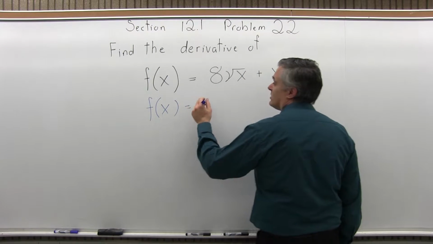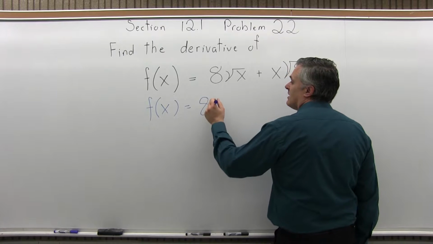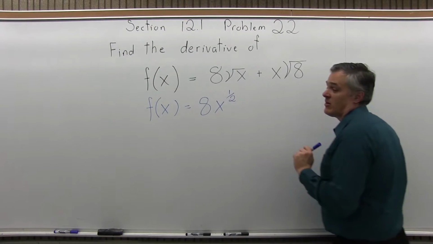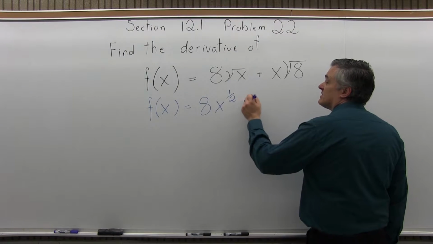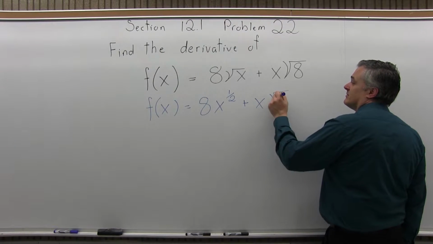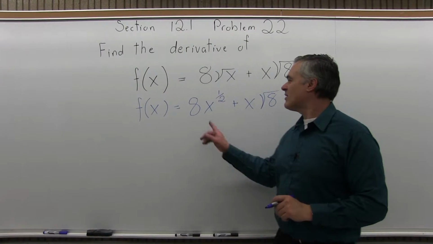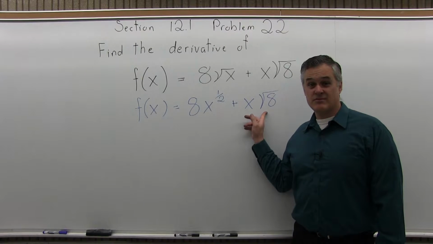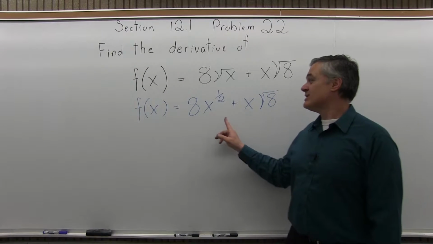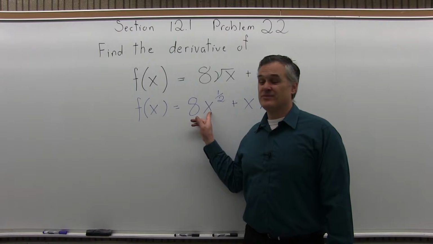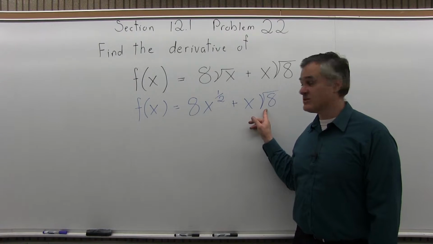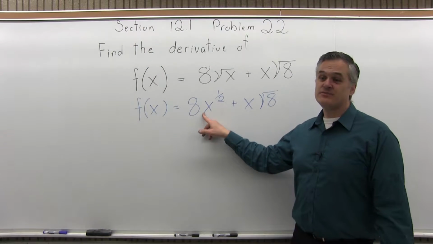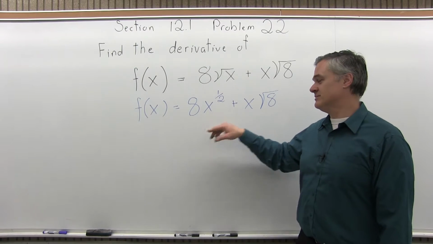F of x equals, instead of 8 times square root of x, I'm going to write it as 8 times x to the 1/2 power. Now the other piece, I'm just going to leave it. Now, a natural question is, well, how come I have to replace the square root on the x, but I can leave the square root on the 8? That's a good question. And the answer is, the x is a variable. Square root of 8 is just a number. It's like 2 point something. So this is x times 2 point something.